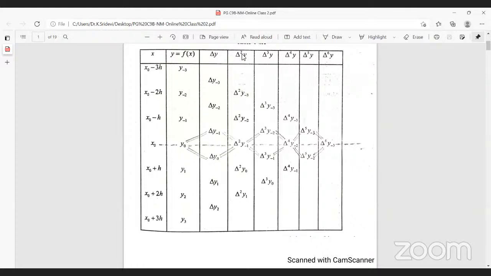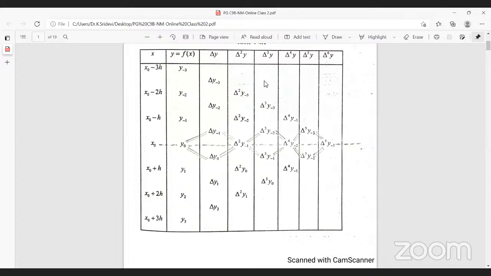And next, we take second order forward differences in this column like this. Delta y minus 2 minus delta y minus 3 is equal to delta square y minus 3. Similarly, the difference between these two is delta square y minus 2, and the difference between these two is delta square y minus 1. And similarly, delta square y naught is the difference between these two, and delta square y1 is the difference between these two.